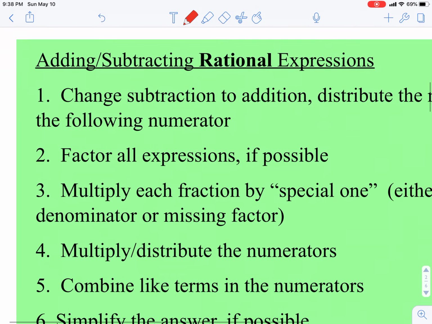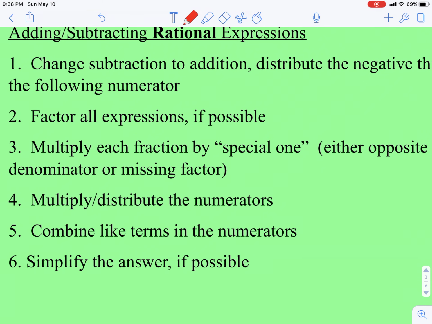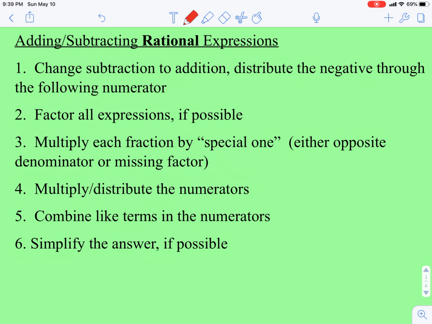And as we go through now, we're going to use rational expressions. So we're going to have weird-looking fractions. So again, we're going to change subtraction to addition, distribute the negative, right? So we're going to take care of all subtraction stuff right away. We're going to factor out stuff. We're going to multiply. We're going to find out our denominators, because they're not going to be nice like 3 and 5. It's going to be x plus 2 and x minus 3, stuff like that. We're going to find out the factors, the special one to multiply by. Going to multiply, distribute, combine like terms, look to simplify, and factor at the end again. Okay.